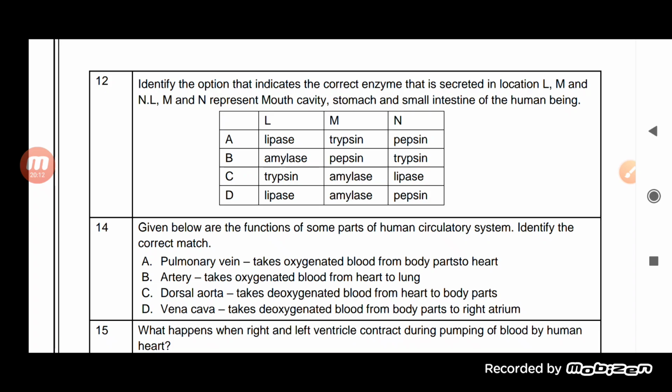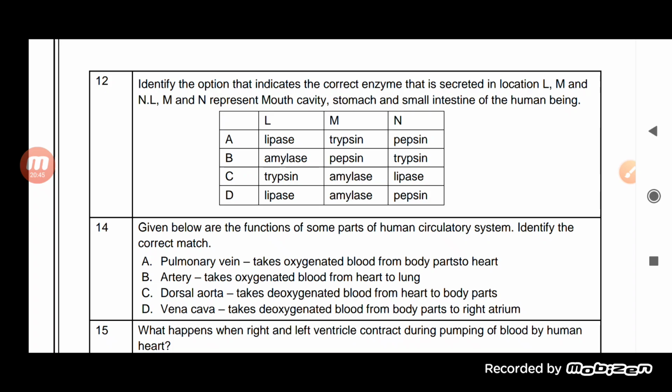So L is what? The mouth cavity. What kind of enzyme will be there? Salivary amylase is there because saliva is present there. Then the stomach contains pepsin and hydrochloric acid. So pepsin is there. And in the small intestine, there are a lot more: trypsin, and even lipase is also there.